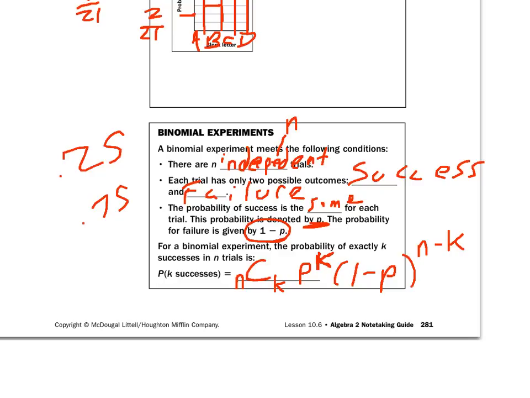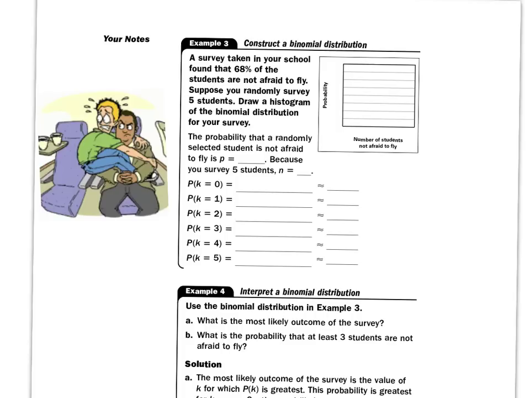Alright, so let's see how that works in an actual problem. Here we go. A survey taken in your school found that 68%, that's an important number, that's your P number, P equals 0.68. Make a note of that somewhere. Of the students are not afraid to fly. Not afraid to fly. Suppose you randomly survey 5 students. Draw a histogram of the binomial distribution for your survey. The probability that a randomly selected student is not afraid to fly is 0.68. Because you survey 5 students, N must be 5. Because you're going to run 5 experiments, so N is 5.